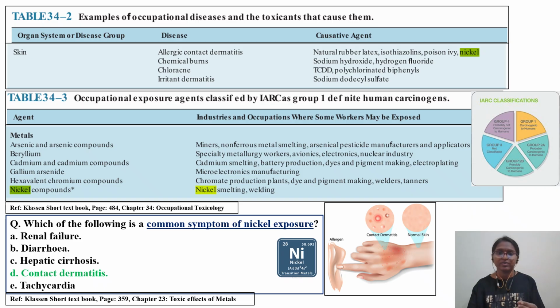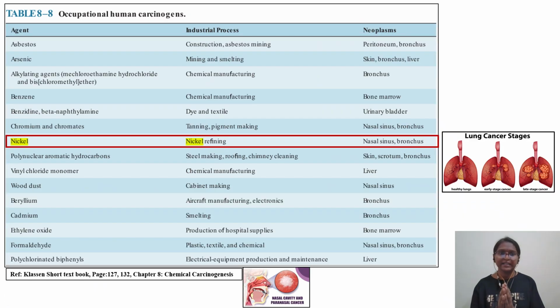Okay. So now we'll see table 8.8, which is listed under chapter 8 on chemical carcinogens. This table gives the causative agent, the industrial process, meaning the workers working in which particular area, and the type of cancer associated with this causative agent. So for nickel, these are workers in a nickel refinery. There you have nasal sinus as well as bronchus cancer.